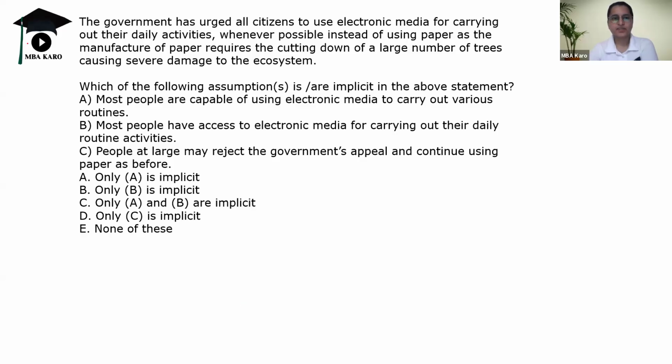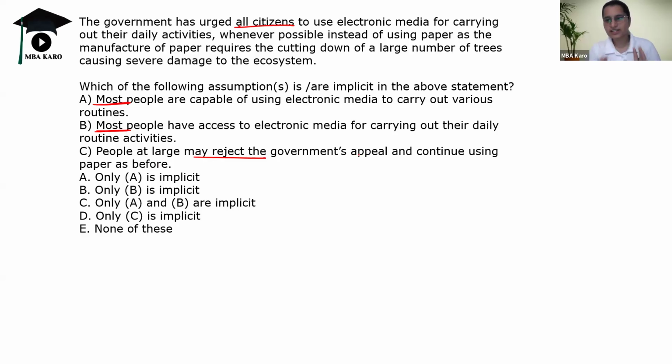Yes, correct. Very nice. Now, statement is the government has urged all citizens to use electronic media for carrying out their daily activities, whenever possible, instead of using paper, as the manufacture of paper requires cutting down of a large number of trees, causing severe damage to the ecosystem. Right now, it is government's plea. Number one assumption says most people are capable of using electronic media to carry out various routines. Second says most people have access to electronic media for carrying out daily routine activities. Third says people at large may reject the government's appeal and continue using paper as before.